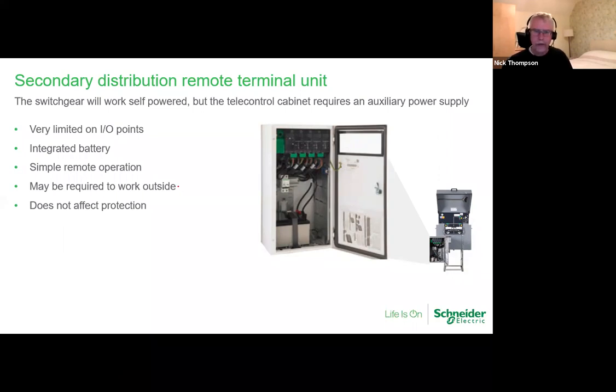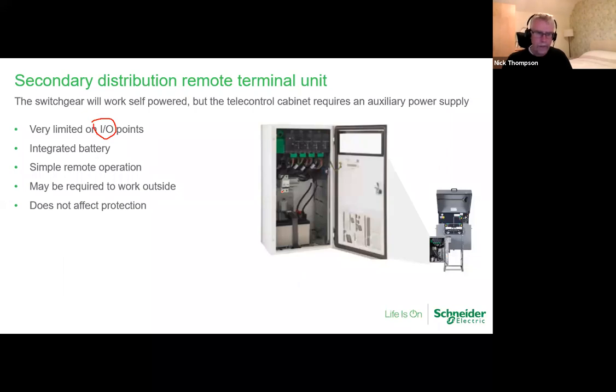The I/O there is inputs and outputs, and generally on a secondary distribution substation, you've only got what's inside the ring main unit, the open and close status, trip status, etc. So the I/Os are very, very small, and they're fed through an umbilical into the RTU here.